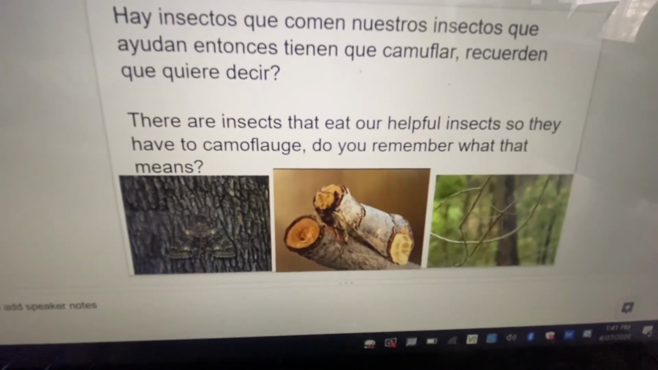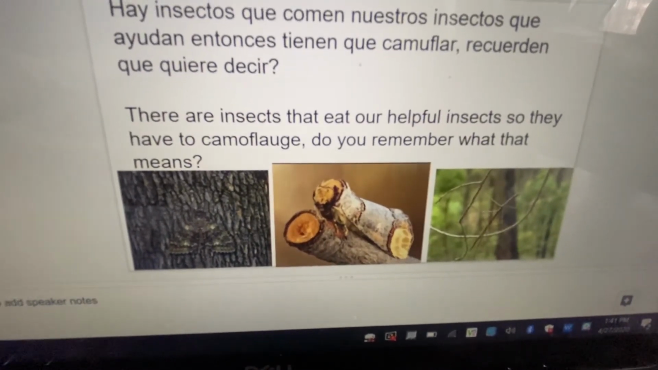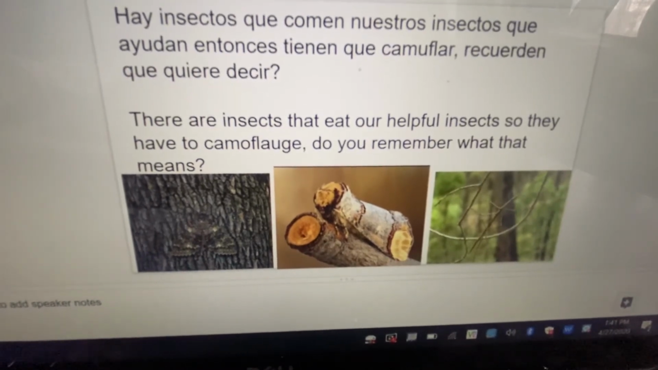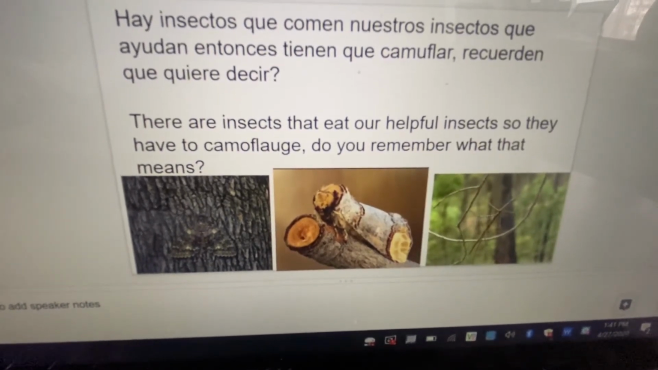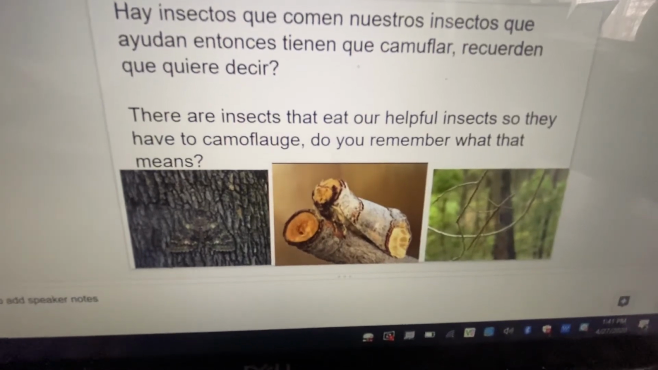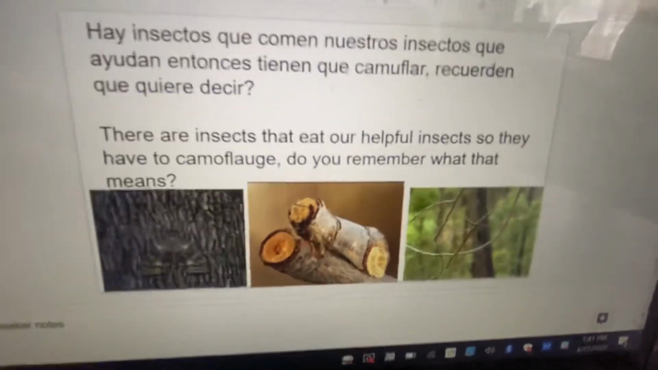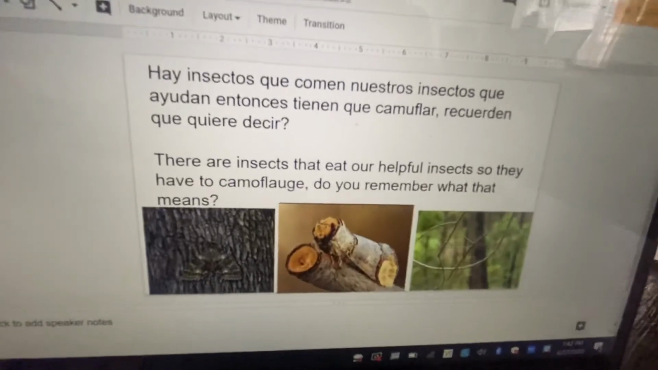And then we also read another book about the animals that like to eat helpful insects, and we reminded ourselves about what it means to camouflage. That means to hide, right? We read a book about animals that like to eat our helpful insects.